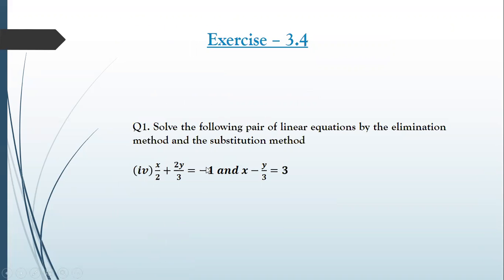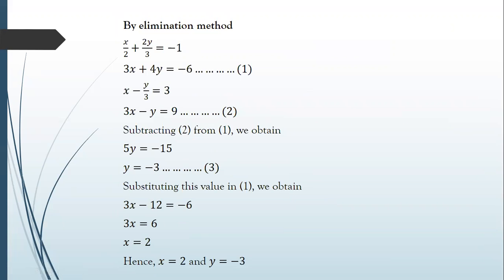Moving on to the next one. This is in terms of fractions. Any type, you just have to have real coefficients. So in the elimination method, first of all, we'll make it an equation. So we'll multiply by the LCM of this, 2 and 3 is 6. So we get 3x plus 4y equal to minus 6.